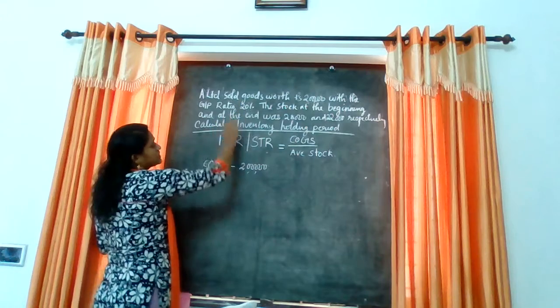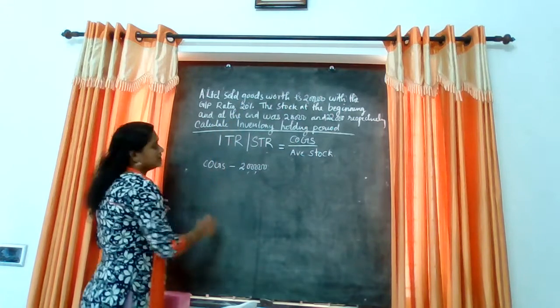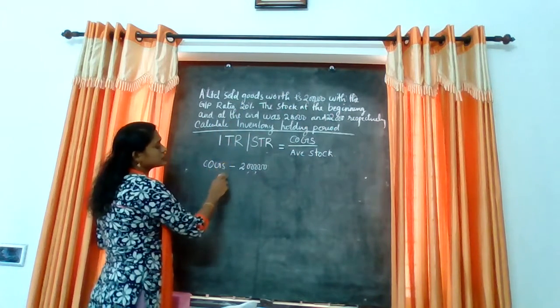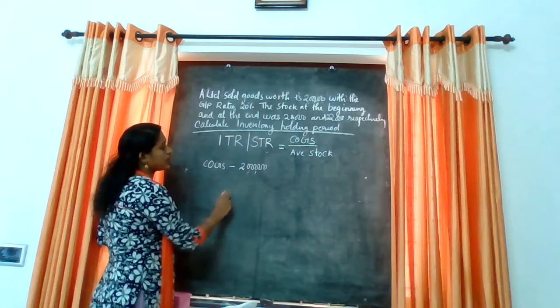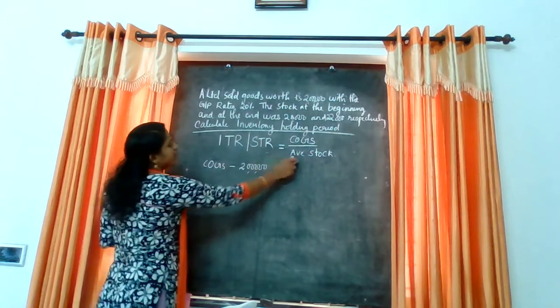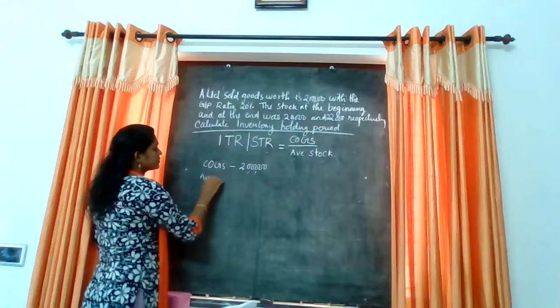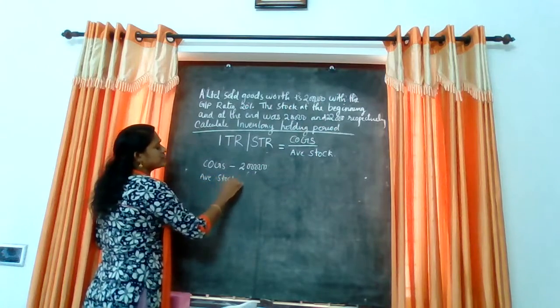Gross profit ratio is given, but it is not taken into account, because cost of goods sold is directly given in the problem: rupees 2 lakh. Then average stock, how will it be calculated?